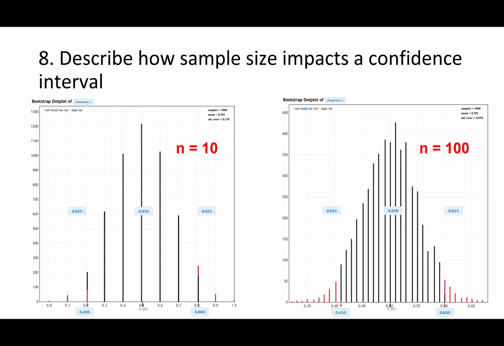When n equals 10, the standard error was 0.159. When n equals 100, the standard error was down to 0.050. Again, as the sample size increased, the standard error decreased because there is less random sampling variation with a larger sample. The shape of the distribution also changed.